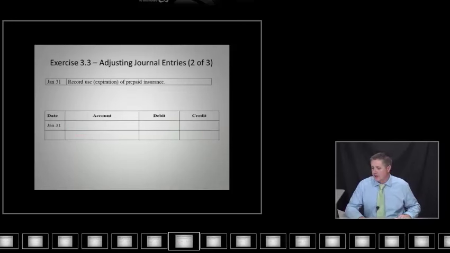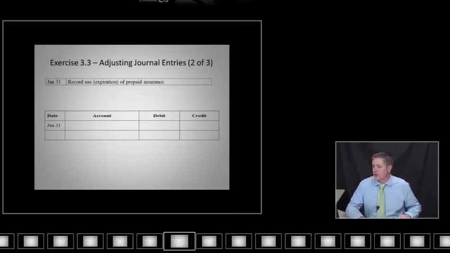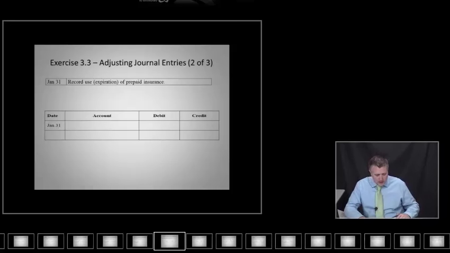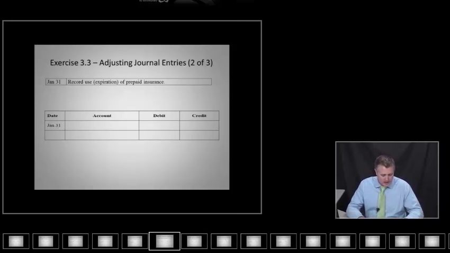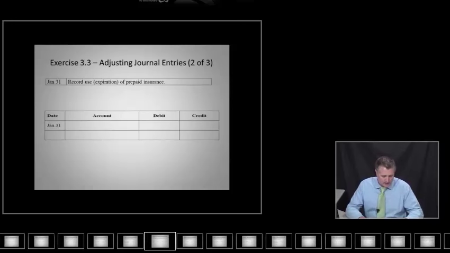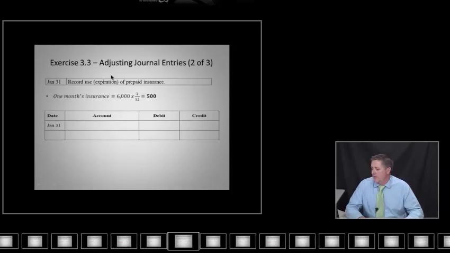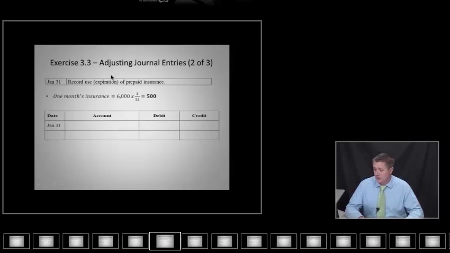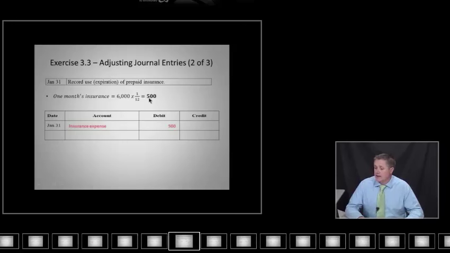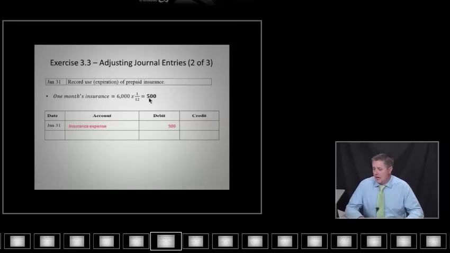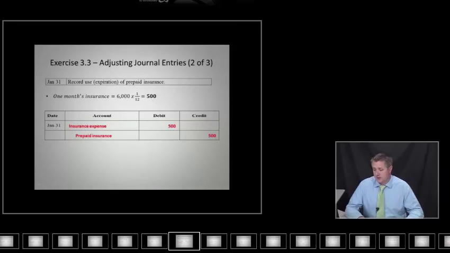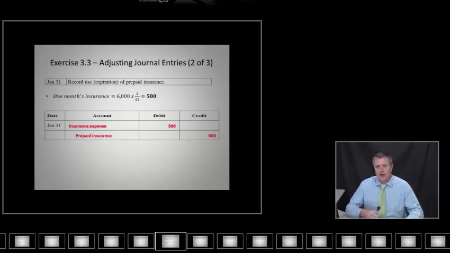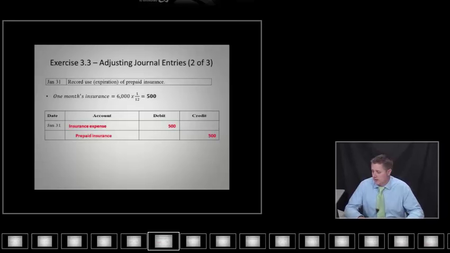The second, on January 31st, we would need to record the use or the expiration of prepaid insurance. If you recall, we had paid for a 1-year policy for $6,000. And so 1 month's worth of insurance would be $6,000 divided by 12, or $500. Okay? So we would debit insurance expense and credit prepaid insurance for $500. So that's the adjusting entry that would be required to reflect the expiration of 1 month's worth of insurance.